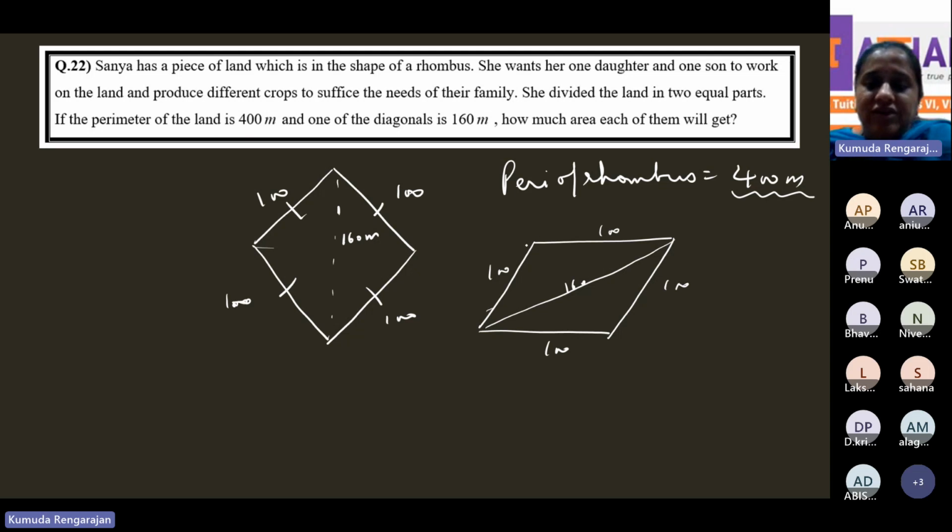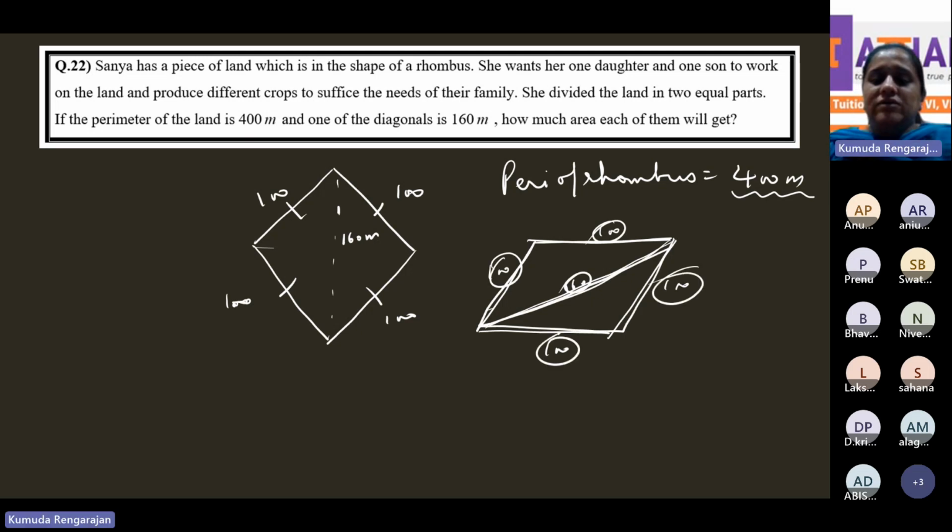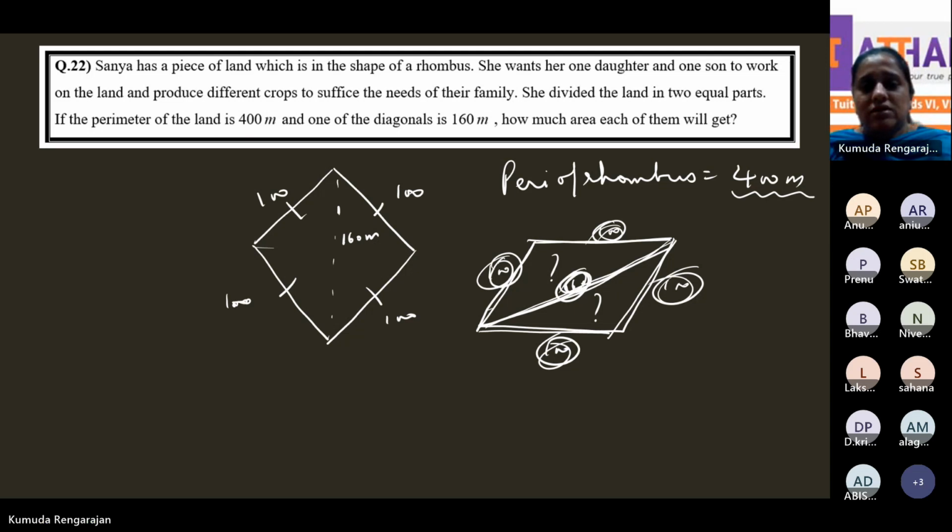So look at the size of this triangle: 100, 100, 160. Look at the size of this triangle: also 100, 100, 160. So these two triangles have the same area because their sides are the same. They have the same sides, so their areas will be equal. So find the area of this triangle. The same will be the area of this triangle.